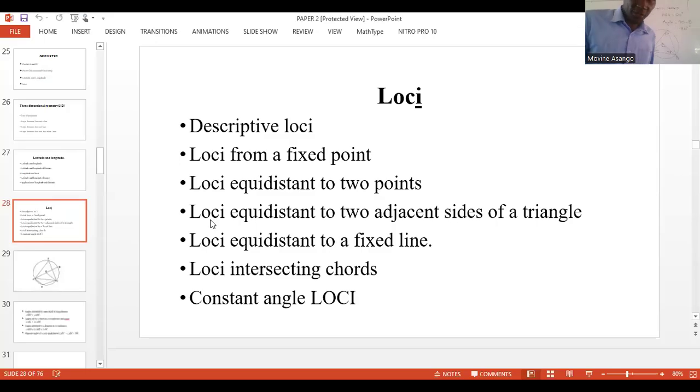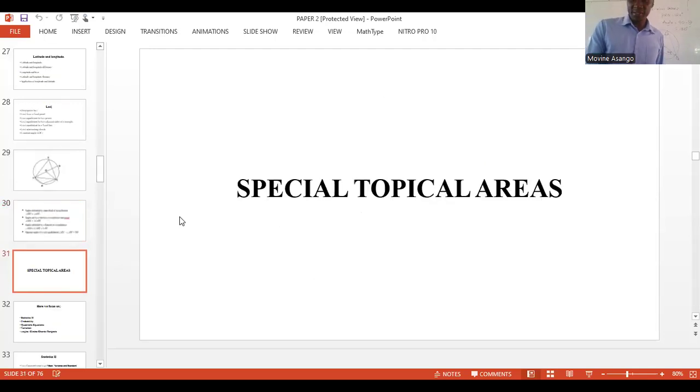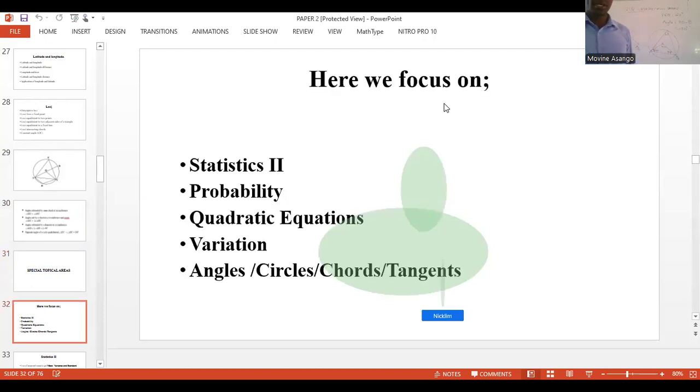Someone will ask a question if necessary. Let's move on to special topical areas. The special topical areas include statistics, probability, quadratic equations, variation, and angles, circles, chords, and tangents. Those are special topical areas which we must look at.